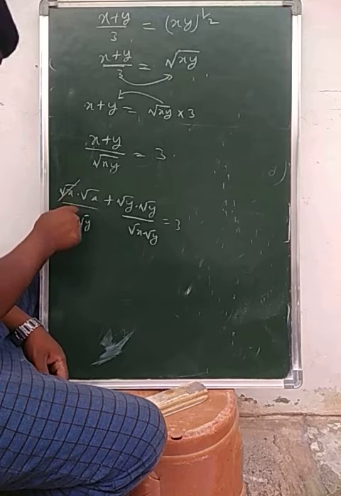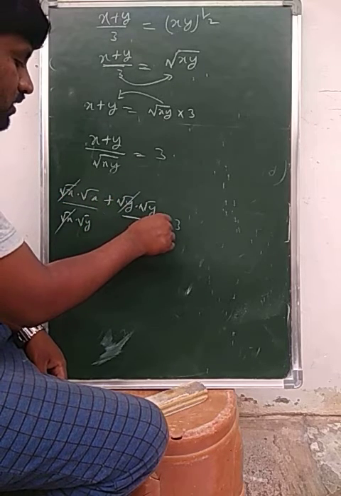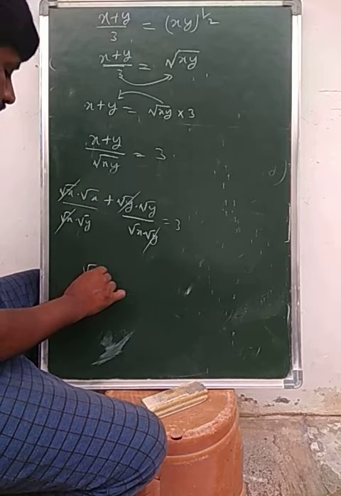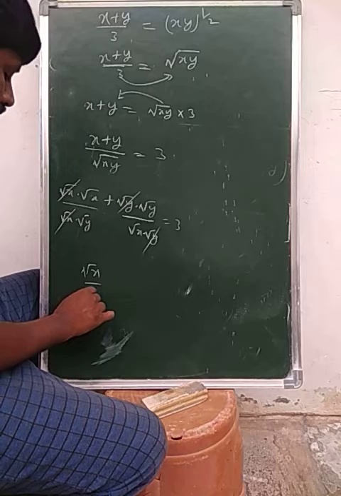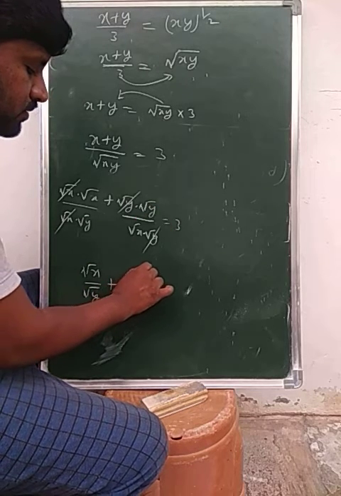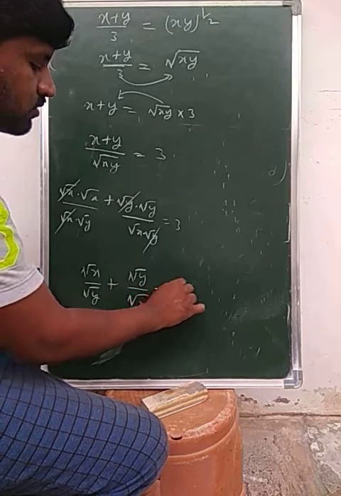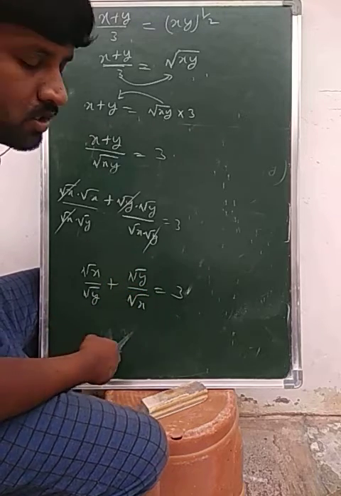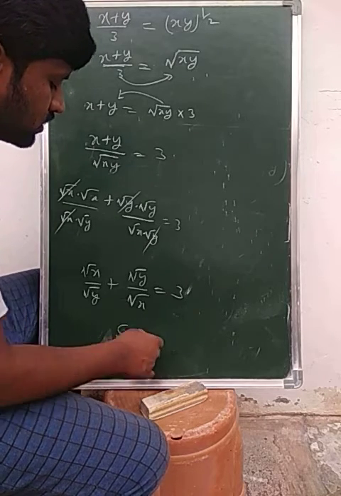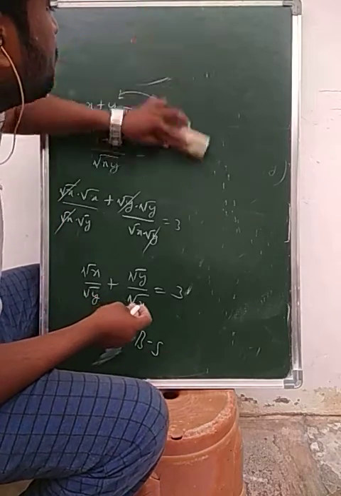Now cancel root x, cancel root y. What we get? Root x by root y plus root y by root x is equal to 3. Now I am squaring on both sides. Squaring on both sides, what we get?